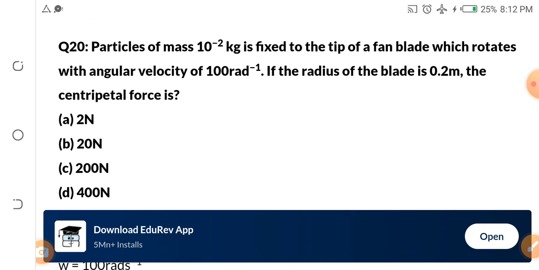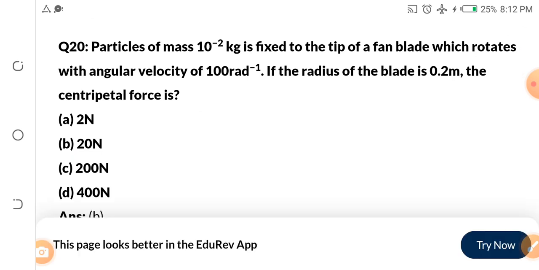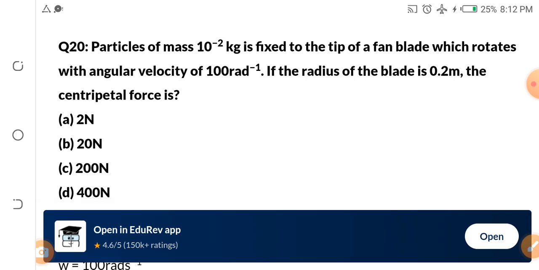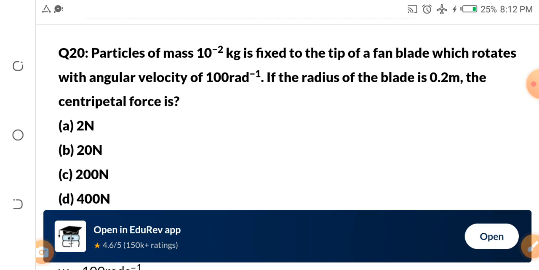Particles of mass 10 kg is fixed to the tip of a fan blade which rotates with angular velocity of 10 rad/s. If the radius of the blade is 0.2 meter, the centripetal force is dash. We are now calculating centripetal force, note it and read it up.